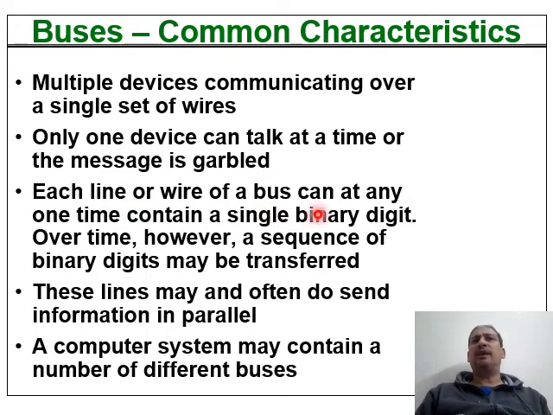Now, each line of wire of a bus can at any time contain a single binary digit. A wire that is passing from a switch to a fan can either carry a 0, in which case the fan will be switched off, or it may carry a 1. So these lines may and often do send information in parallel. You may have multiple lines which send the data in parallel. A computer system may contain a number of different buses. We know we have the data bus, the control bus, the address bus, the system bus, the internal system bus, and so on.